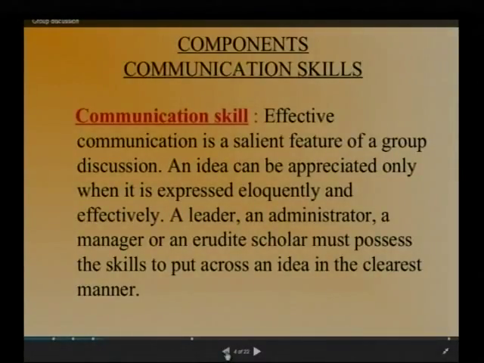Let's look at the most important aspect of all your interview stages. It's your communication skill. Effective communication is a salient feature of your group discussion. An idea can be appreciated only when it is expressed effectively. A leader, an administrator, manager or an erudite scholar must possess the skills to put across an idea in the clearest form. Now this is where the whole issue arises, when we are not able to communicate well and we have all sorts of knowledge, skill sets and technical information in our head, but understand it's the eloquence and the effectiveness that can get you a job and an offer letter. So keep this in mind.